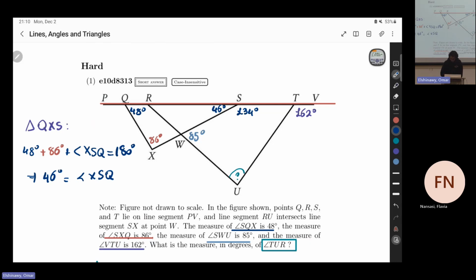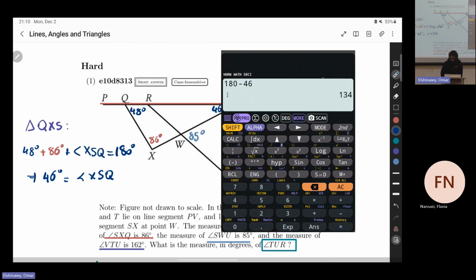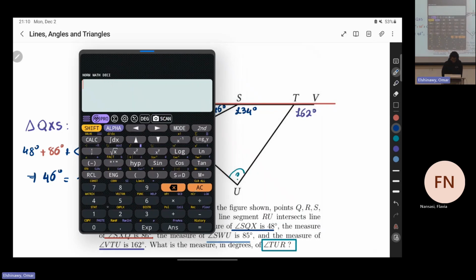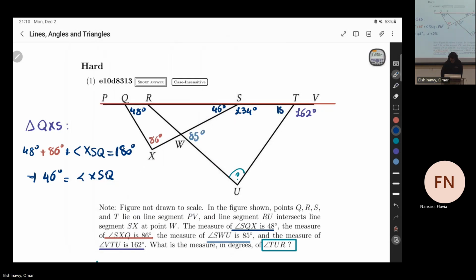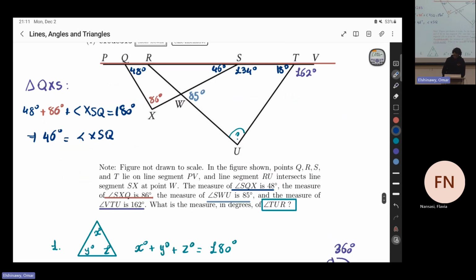Not quite sure, but here's what I'll say. Let's apply the same concept again. So 162. There's a supplementary angle here. So 180 minus 162, apply the same trick, you get 18. Okay. So this seems to be promising, because we just need one more fact to conclude the exercise.